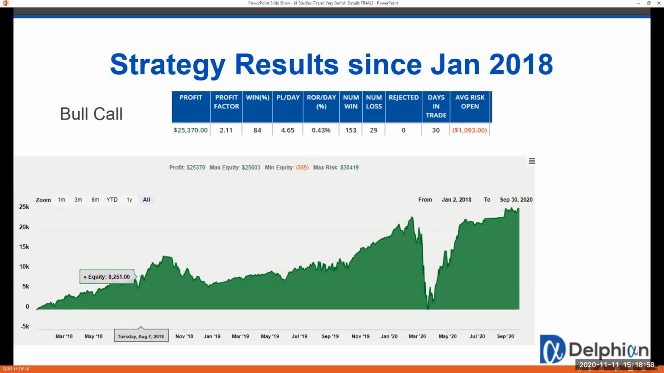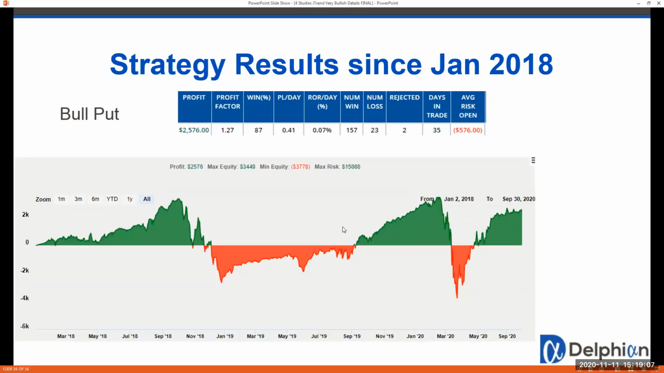Bull call strategy: $25,000, 2.11 profit factor, 84% win rate. We can see here this big dip. And then our bull put, Josh had talked about that earlier. We got some of these dips well below. Sometimes those bull put strategies aren't going to be the best, but I think in the long run, you can still work some profits in by using these strategies. And again, since they are risk defined when you sell it, I kind of like those trades because you know what you're getting into at that particular point.